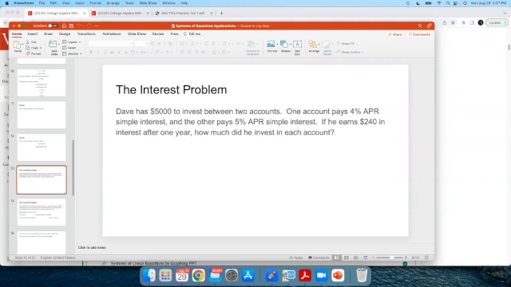Think about this. Dave's got $5,000. He wants to invest it. So he wants to get the most money for his buck, right? He found 2 banks. One bank's going to pay 4% interest. The other is going to pay 5% interest. For some reason, Dave decides to split his money up.